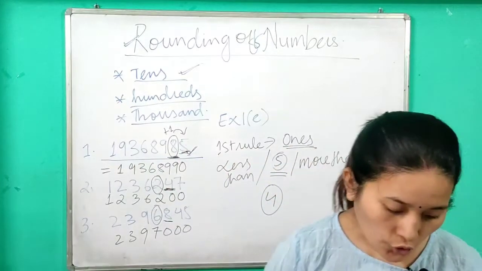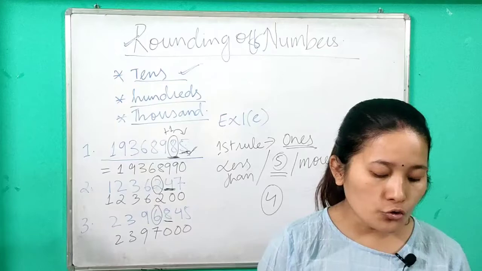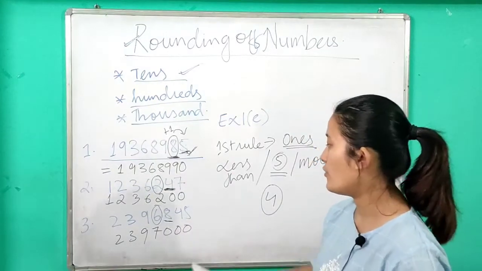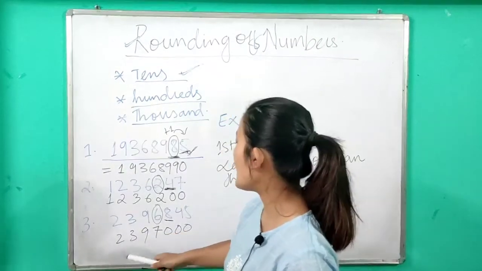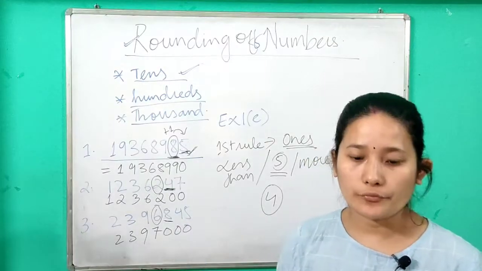Okay, so if you go through the multiple choice question, then 2, 3, 9, 7, 0, 0 would be your answer. Ones, tens, hundreds, thousands, ten thousands, lakh, ten lakh: 23 lakh 97 thousand would be your answer. That's how you round off the number.